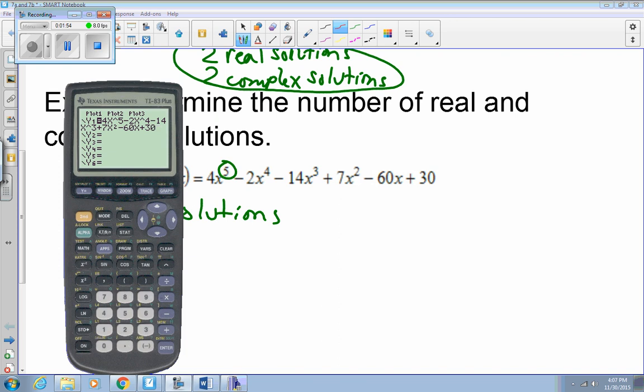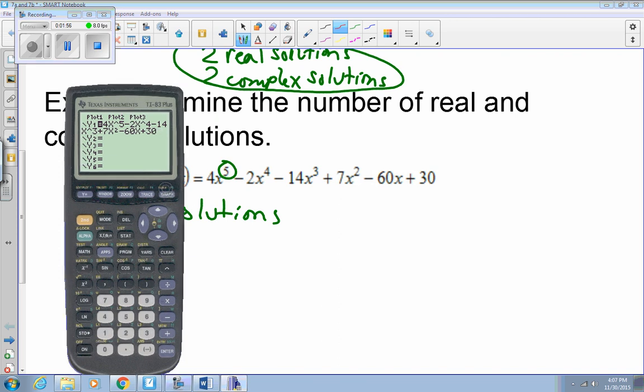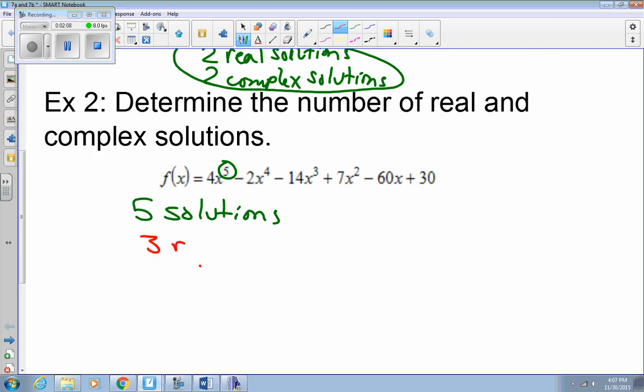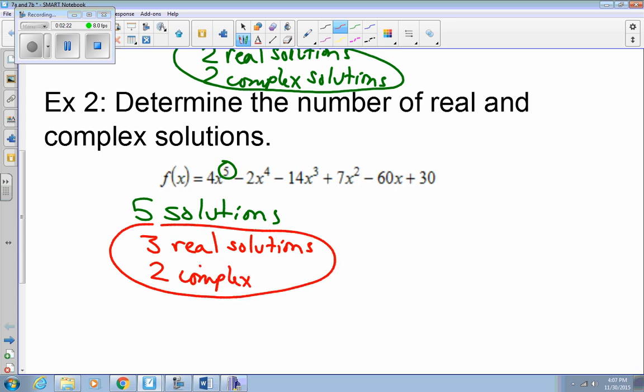I have it in the calculator now, go to graph it. See how many times it crosses the x-axis? Once, twice, 3 times. So it crosses the x-axis 3 times. That means there are 3 real solutions. And because there are 5 total solutions, 3 of them are real, the other 2 have to be complex. And this is what 7A is all about.